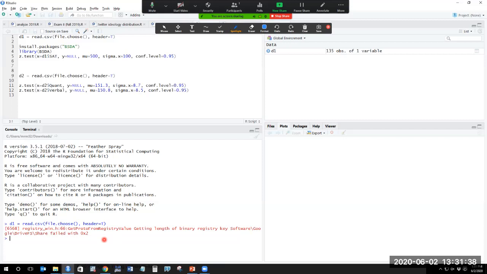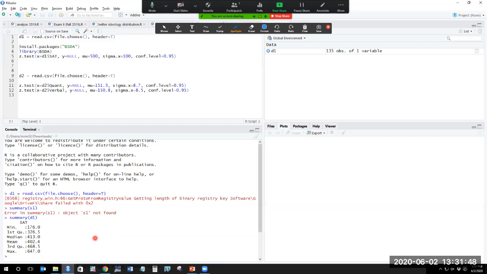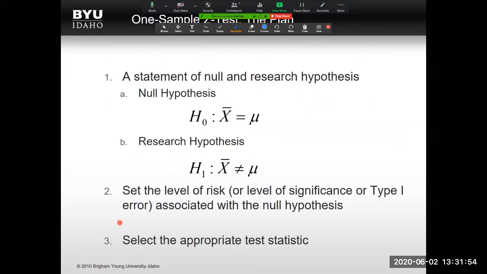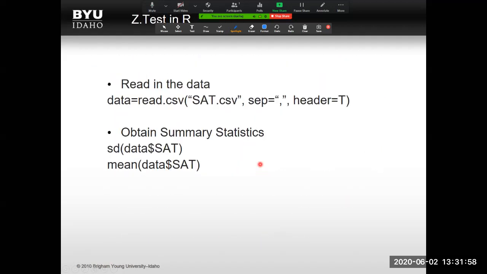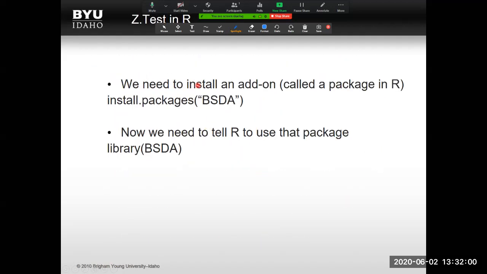Let's just look at the mean. I called it the wrong name. So the mean of mine is actually 400. I know in the slides I say that the mean is 490. My mean's actually 400.